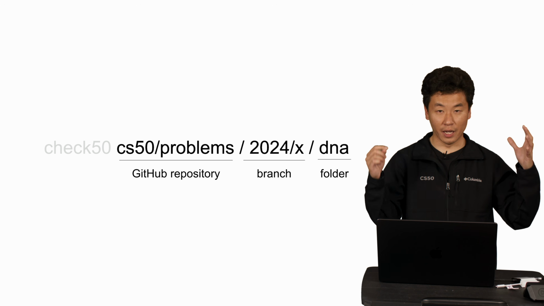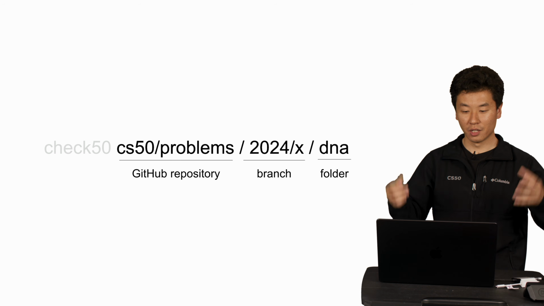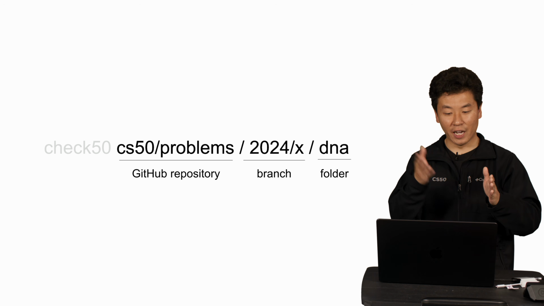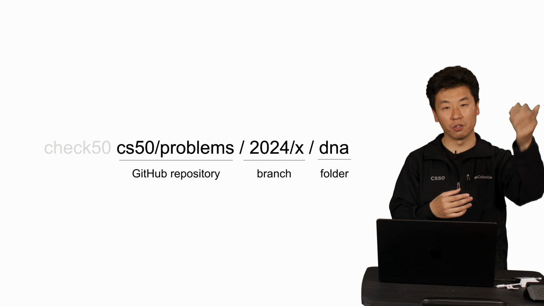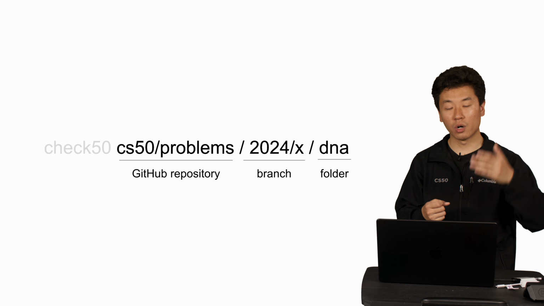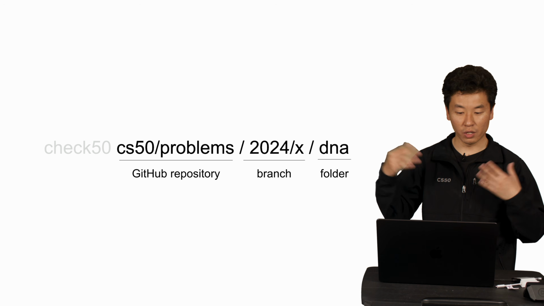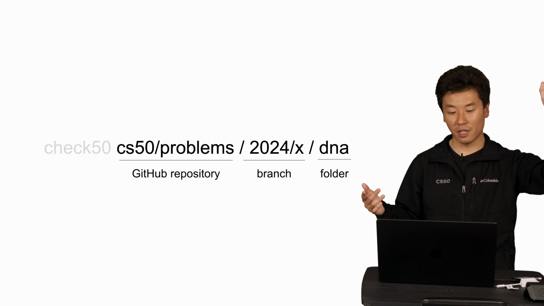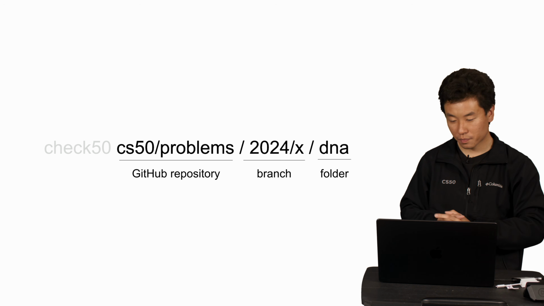And again, this is an infrastructure or an experience we built on top of GitHub, so it actually has some meaning. The first half, CS50/problem, represents the GitHub repository. So we are actually using GitHub repositories to store all the chat50 checks. That way, all the educators, all the people using chat50, can use that chat50 check to check against their code.